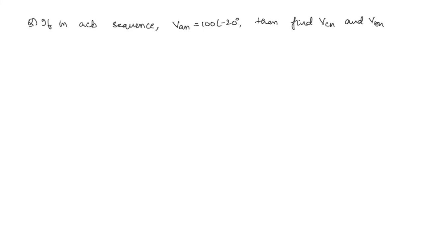So we'll do some simple questions so that you get more accustomed with the three-phase systems. Here, if in ACB sequence VAN is given as 100 angle minus 20 degrees, then find VCN and VBN.